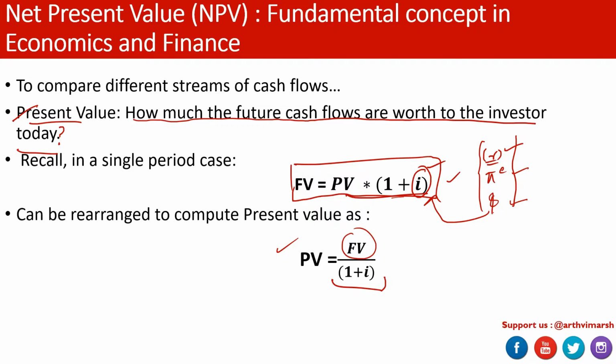So another way of expressing this is 1 divided by the gross interest rate, as a factor that multiplies the future value. So this factor here is called the discount factor. Now this 1 upon 1 plus i is what we call the discount factor.